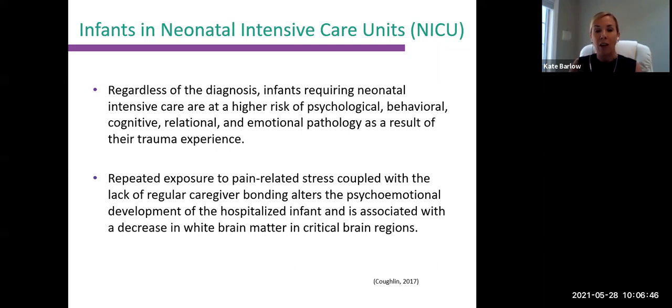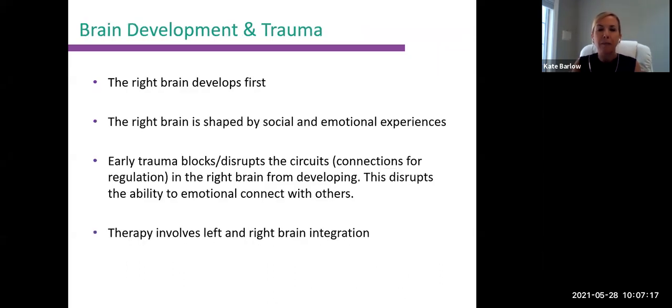So children that are in the NICU are often exposed to repeated stress or pain-related procedures, and they also don't have that typical bonding experience that they normally would with parents. So both of these factors combined, these infants are actually showing neurological differences in their brain scans. They have a decrease in white brain matter. And so neurologically, we know now what stress is really doing to these young developing brains.